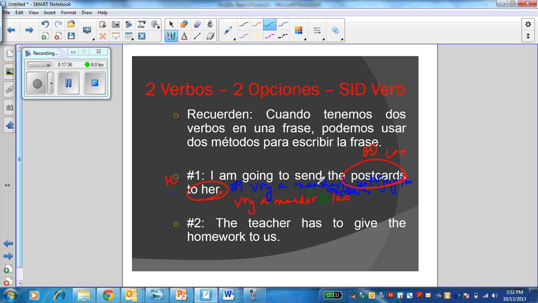Okay. You could also, the other option, remember, tenemos dos opciones. Podemos poner los pronombres enfrente del verbo conjugado. So, otra opción es se las voy a mandar.